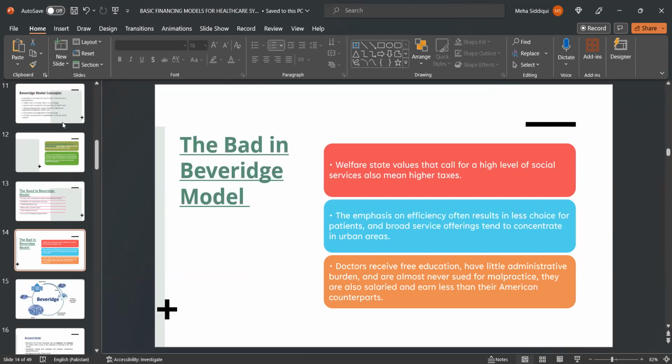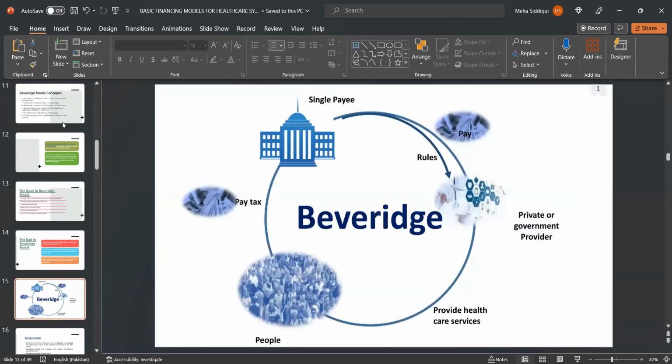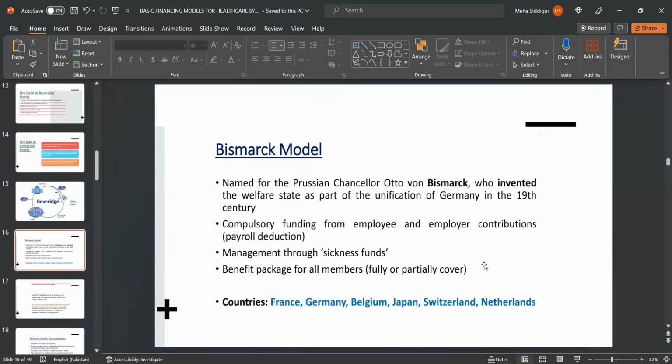And doctors receive free education, have little administrative burden, and are almost never sued for malpractice. They are also salaried and earn less than their American counterparts. So this is a diagrammatic representation of this model: the people are paying taxes, and then the government is the sole payer, where private or government providers provide health services to the public.